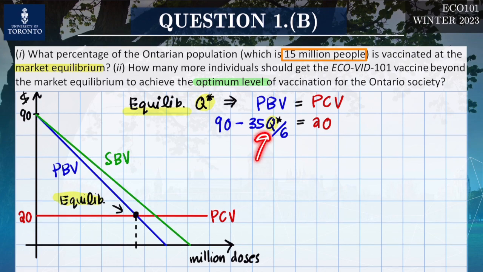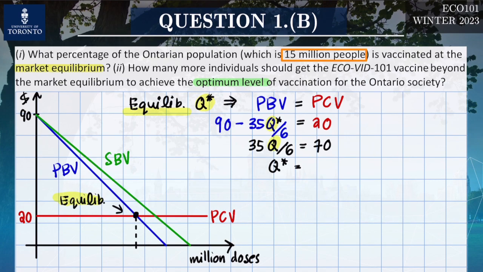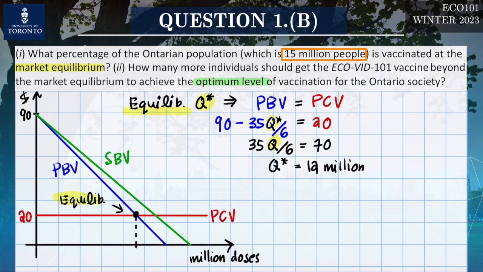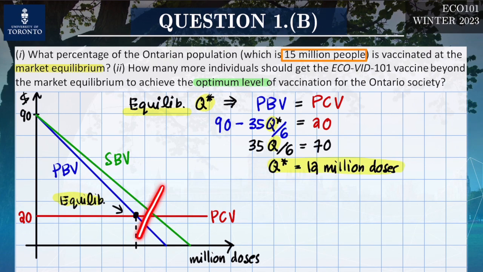And we also know that it costs the manufacturer $20 to produce one dose of the vaccine. We need to solve for quantity, so let's maybe just send numbers on the same side, multiply everything by -1 as well. So 35 times the market quantity we're looking for divided by 6 is equal to 70. We multiply by 6 both sides and we divide by 35 both sides. The market quantity, the equilibrium that we are going to get when only private costs and private benefits are taken into account, is equal to 12 million doses received by individuals. So 12 million people vaccinated. So we have found the value that we were looking for in here, where demand is equal to supply.